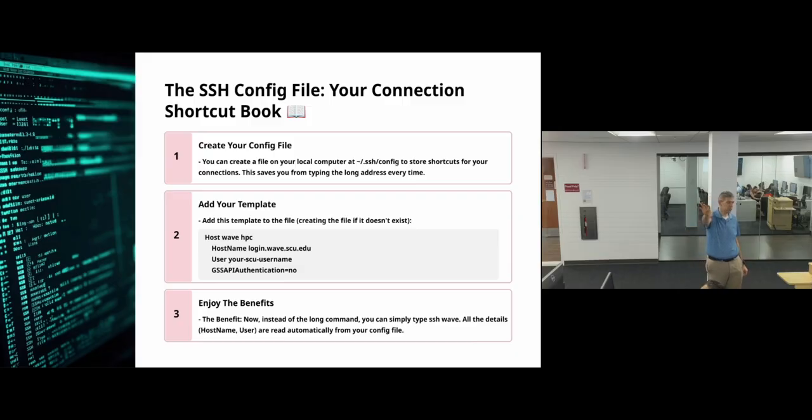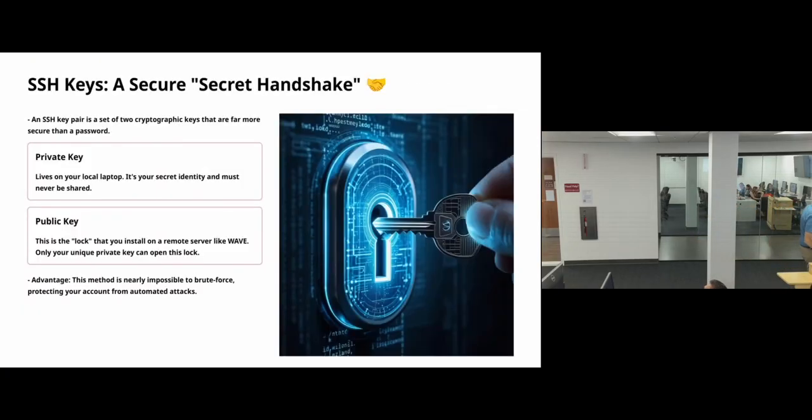So you put those things in your config file, and then you no longer have to type in all of that. Like you saw me, you just type in SSH HPC or SSH Wave, and then it will log in directly to the HPC, right? That's part 1, okay? Part 2 is a secret, secure handshake.